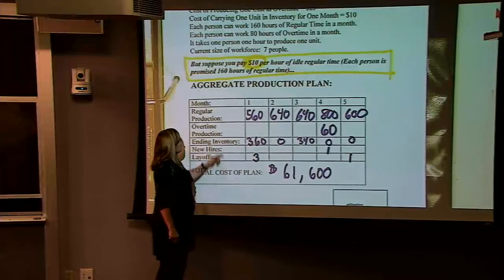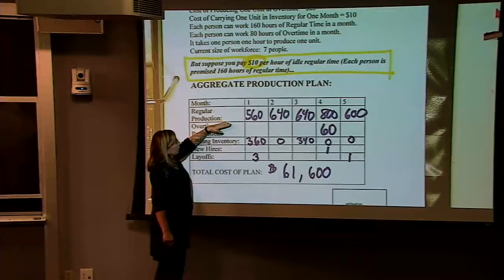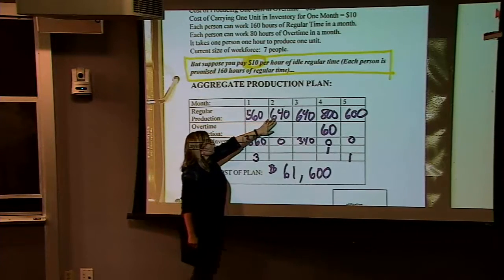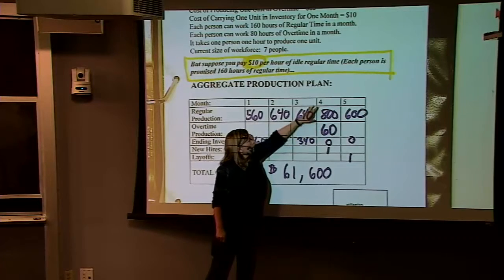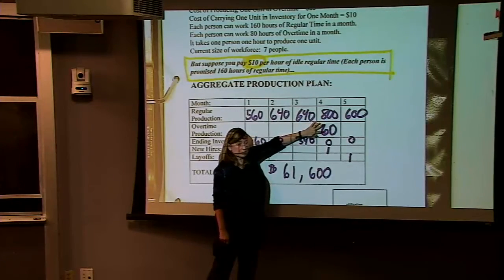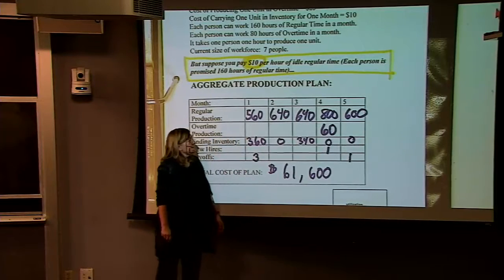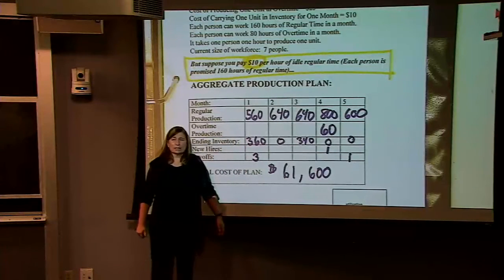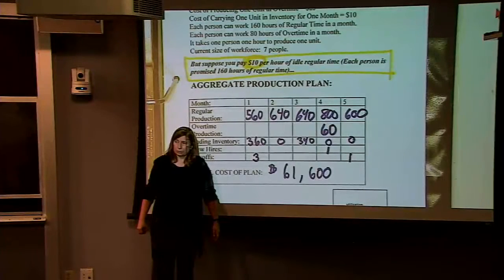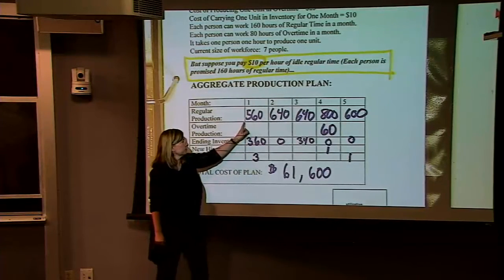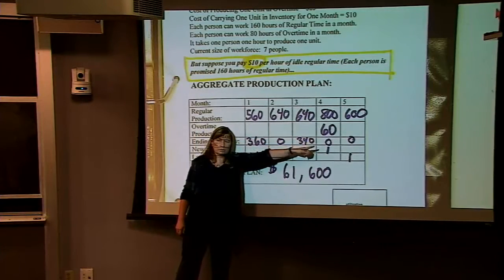Look at the actual production levels: 560, 640, 640, 800 plus 60 in overtime, 860, 600. That is not a level schedule. It's not a perfectly level schedule. A perfectly level schedule would be the same production levels across all of it.